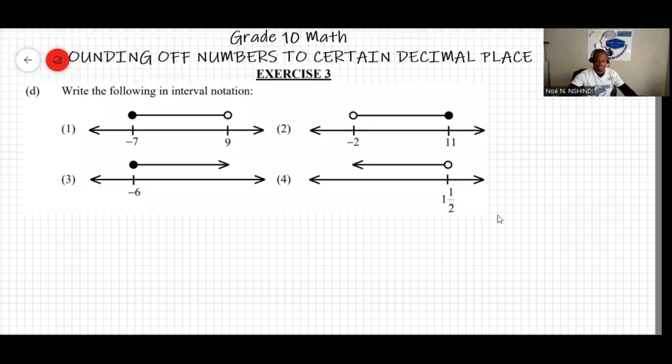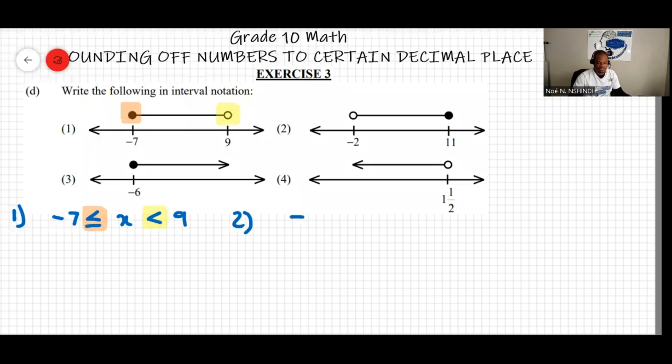Well, the following question says, write down the following in interval notation. So for question one, you can see by -7 it's a plain circle, and by 9 it's an open circle. So this will be -7 lesser than or equal to x, because this is the symbol for the plain circle, and then x lesser than 9, because that symbol is for the open circle.